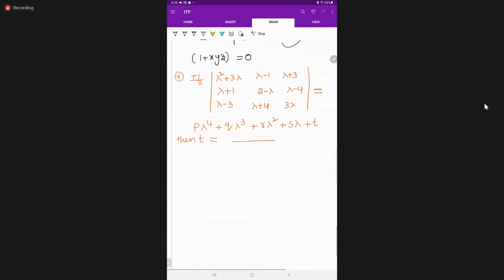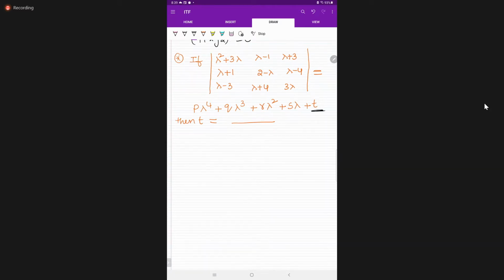Any doubt here? Then if you want t, then you can put lambda is equal to 0. If you put lambda is equal to 0, what happened? All q into 0, this term also 0, this term also 0, this term also 0, will get you t, right? Understood, all of you? Put lambda is equal to 0, then you can get the t value.